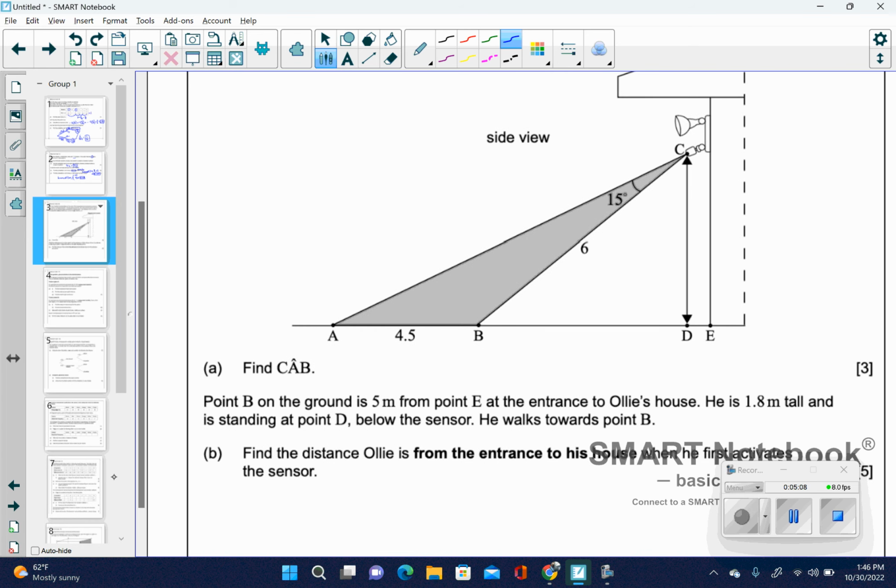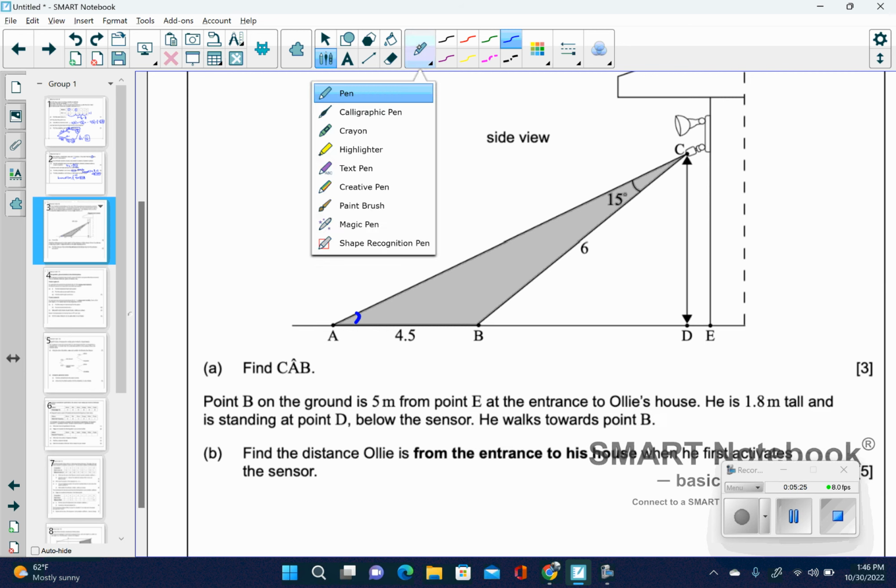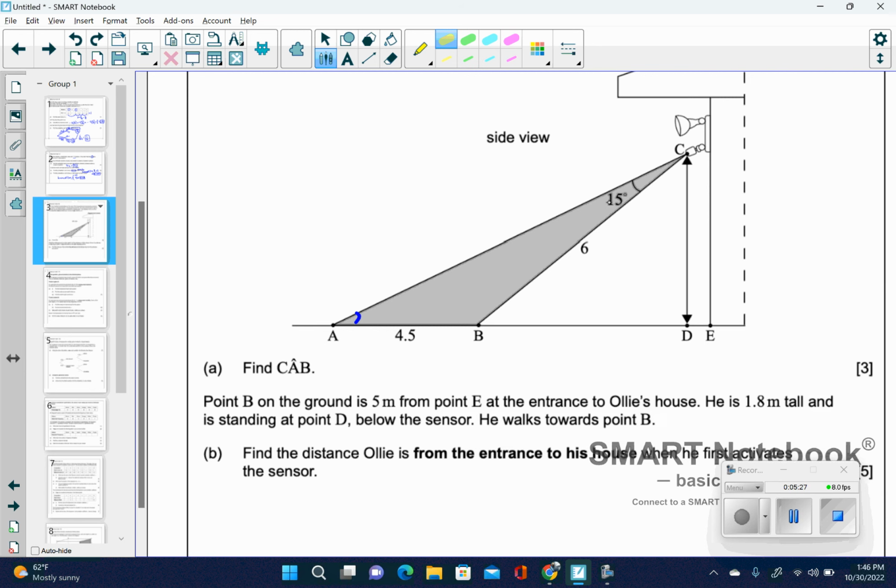All right, so we're looking for CAB, right? So we're looking for angle CAB, which is this angle right here. All right, so that is completely doable. Let's talk about what it is that we have here. We have an angle, and we have the side that's opposite, and we are looking for this angle, and we have the side that's opposite. That sounds like it could definitely be law of sines.